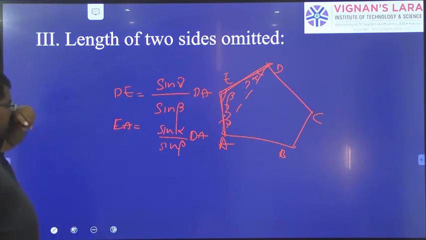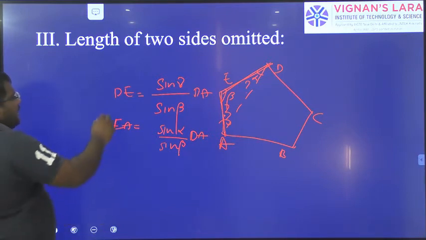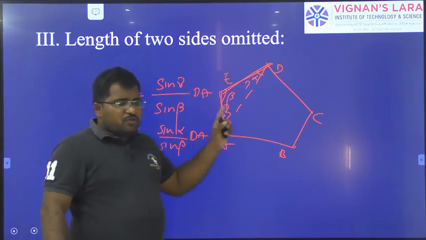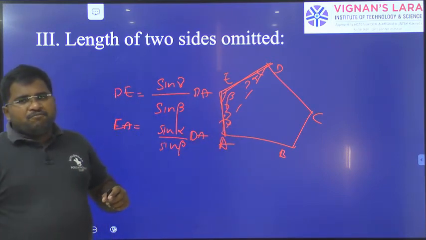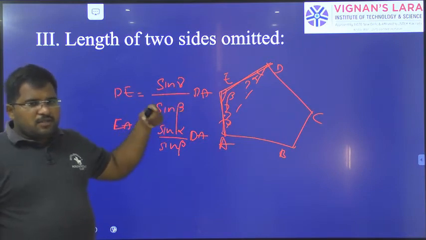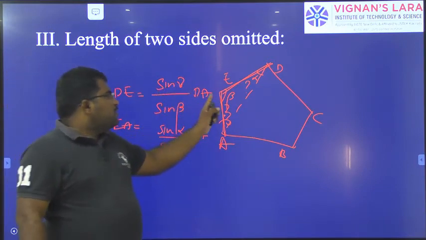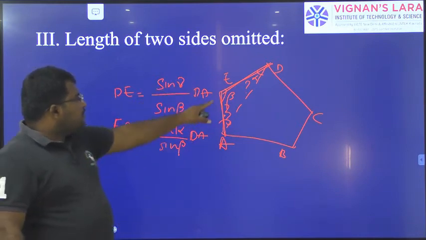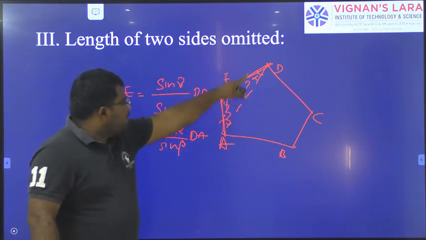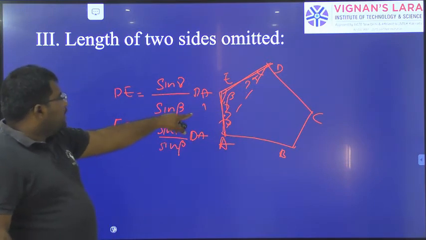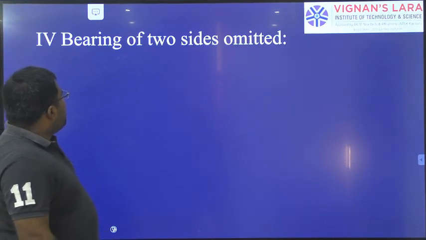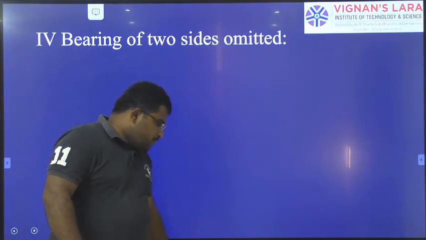So how did we get here? We are going to apply the formula: angle by opposite side, okay? So we know that principle, right? In a triangle, the sine rule is there now. So the sine of an angle and the length of the opposite side: if you are taking sin beta, the length will be DA, sin beta by DA, like that we are going to find. So next, finally, we have the case where the bearings of two sides are omitted.